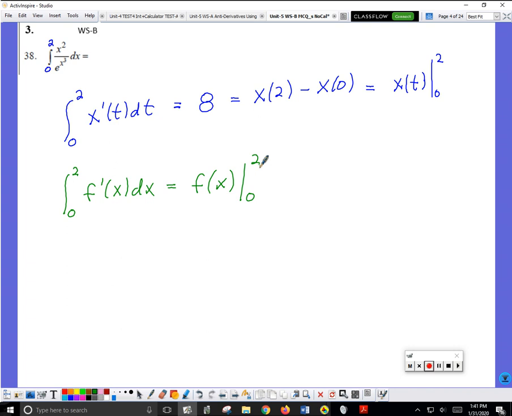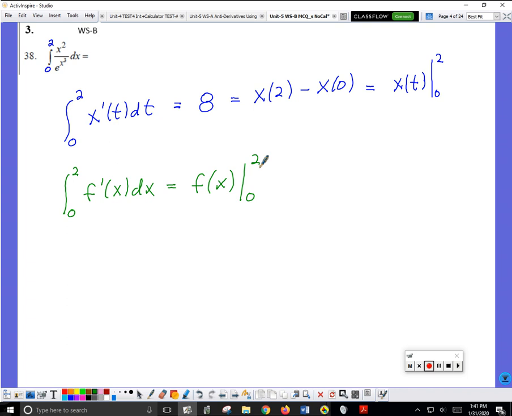Questions about that? All I did is say if this applies to x and x prime, it has to apply to f and f prime. So, it applies to anything. Good? Okay, the fundamental theorem suggests that there's a way to solve an integral without your calculator.